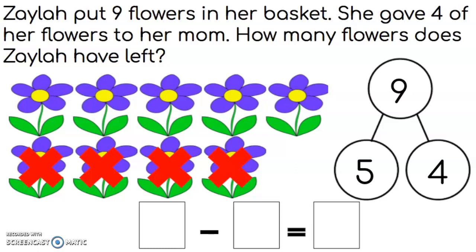Remember, when you're subtracting, your biggest number always comes first. Your second number is going to be the number that you took away. So how many did she give away? And your last number is going to be what Zayla is left with. So hit pause and try to write your equation to match your number bond in your picture. Hit play when you're ready to check.